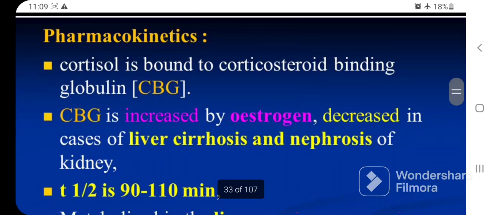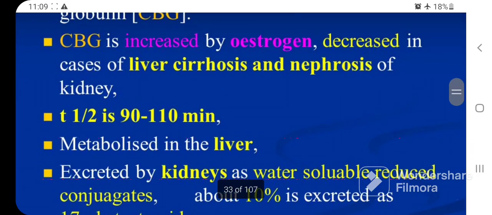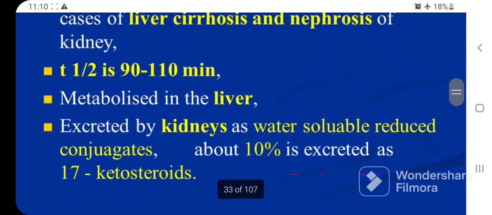Then pharmacokinetics: cortisol is bound to corticosteroid binding globulin. Corticosteroid binding globulin is increased by estrogen and decreased in cases of liver cirrhosis and nephrosis of the kidney. The half life of prednisolone is 90 to 110 minutes, approximately 2 hours. It is metabolized in the liver and excreted by kidneys as water soluble reduced conjugates. About 10% is excreted as 17 keto steroids.